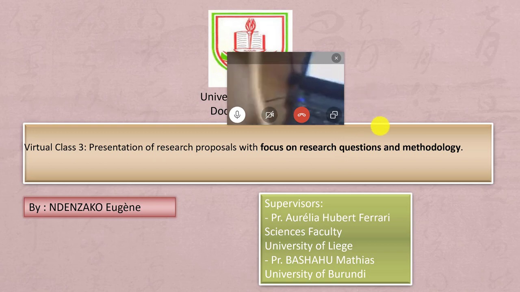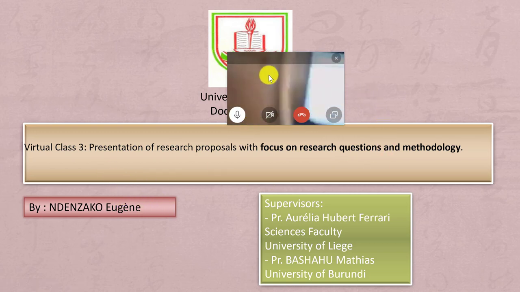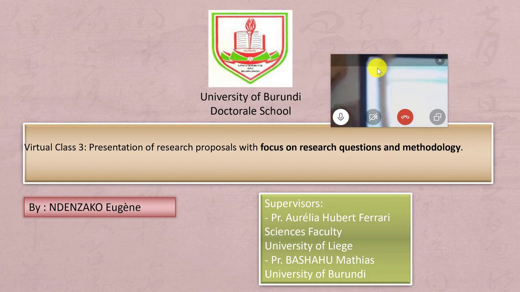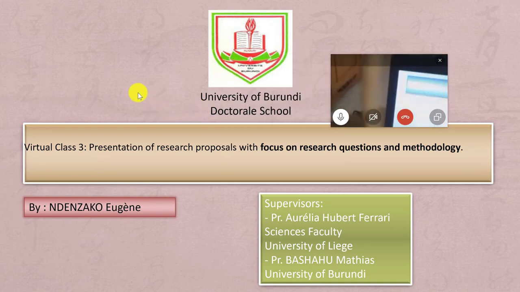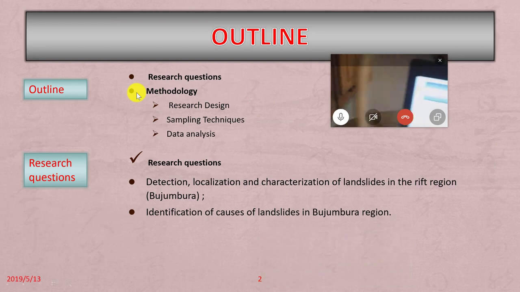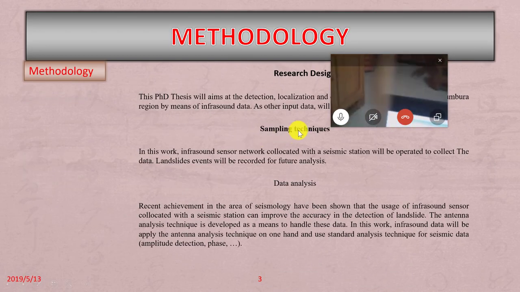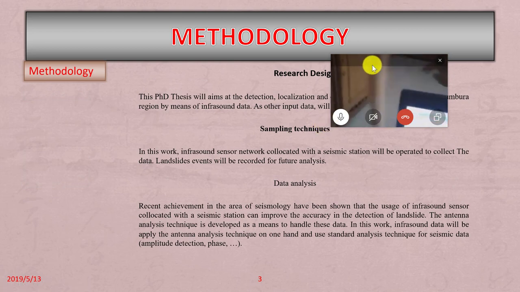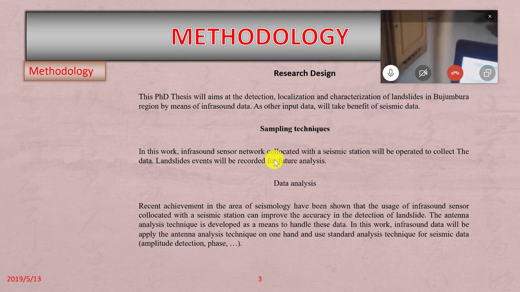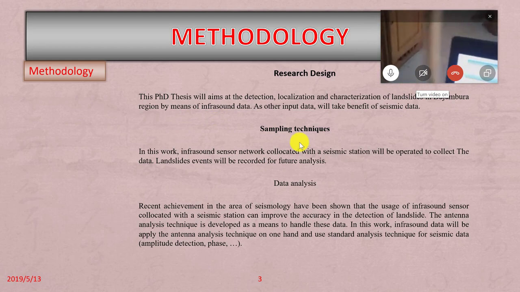My thesis title is the detection, localization, and characterization of the landslide in the Bujumbura region. I formulated two research questions. The first one is the detection, localization, and characterization of landslides in the rift region. And the second one is the identification of causes of landslides in the Bujumbura region.